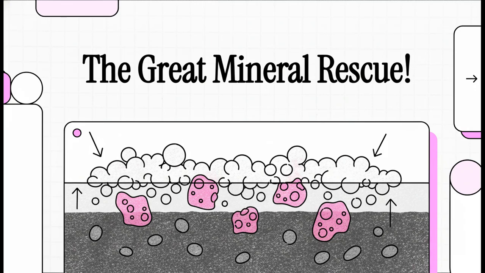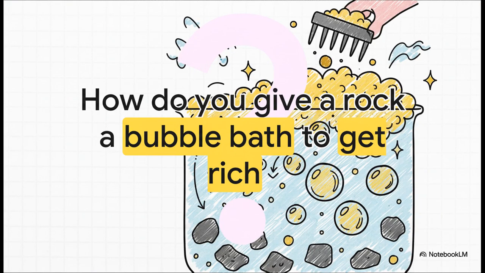Get ready, because today we are diving headfirst into one of the most clever, kind of weird, and absolutely brilliant rescue missions in the entire world of chemistry. So, how in the world do you give a rock a bubble bath? And more importantly, why would you want to do that? Well, to get rich, of course. It sounds a little nuts, I know, but this exact technique, called Froth Flotation, is like an industrial-scale treasure hunt that lets us pull precious minerals out of worthless rock.